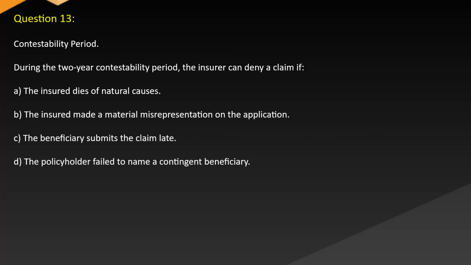Question 13. Contestability period. During the 2-year contestability period, the insurer can deny a claim if A. The insured dies of natural causes. B. The insured made a material misrepresentation on the application. C. The beneficiary submits the claim late. D. The policyholder failed to name a contingent beneficiary.